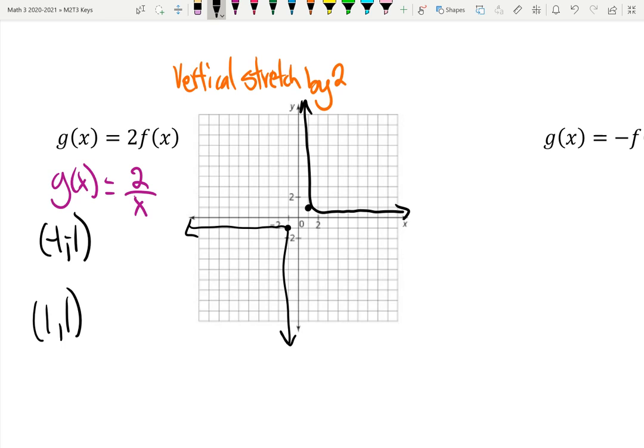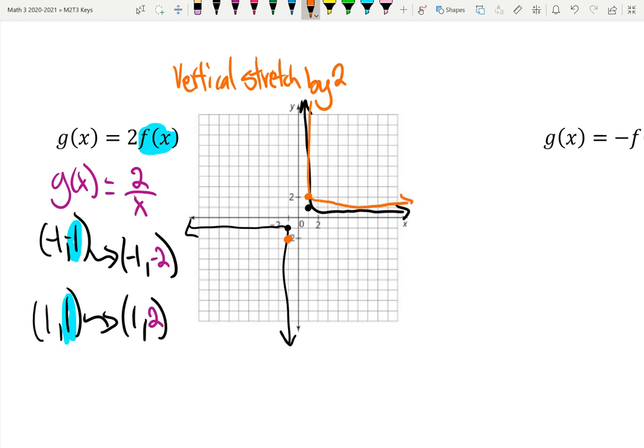I am going to double the output. This is going to lead the image to change from (-1, 1) and (1, 1) to (-1, 2) and (1, 2). I multiplied the y value by 2. I'm going to graph these new points, (-1, 2) and (1, 2). Boom. Now I know it's going to be a stretch. It's going to be a little bigger. It looks something like so.